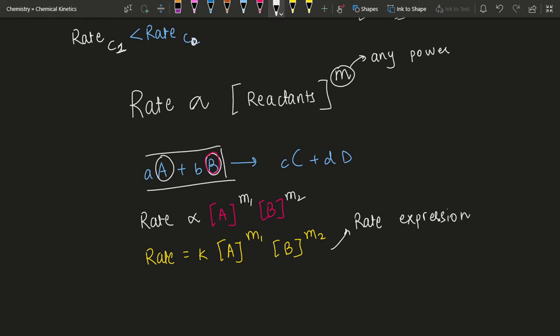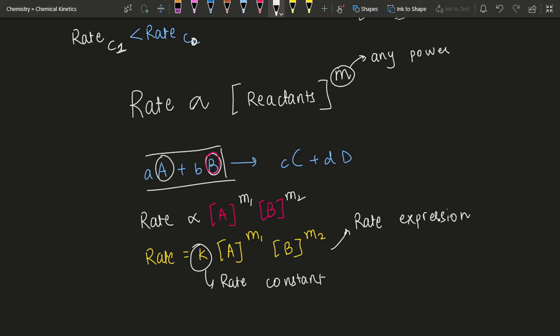And in this rate expression, this constant is called the rate constant. And we'll build the idea of rate expression and rate constants in the next videos. But for now, let's just focus on the terminology that's involved here.